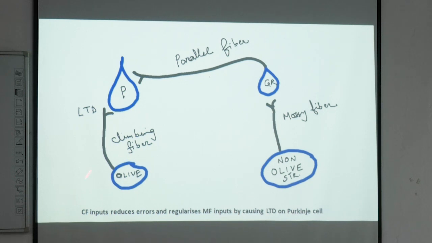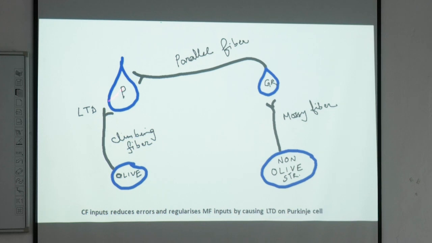Now, from the olive we have climbing fibers. These climbing fibers just act like ironing. Say for example you have a cloth with multiple wrinkles, and once you press the iron it smoothens up. This is what is happening in Purkinje fibers. Initially, when you are learning something, the input is coming from the non-olive structure through mossy fiber, through parallel fiber, and it is activating Purkinje cells.